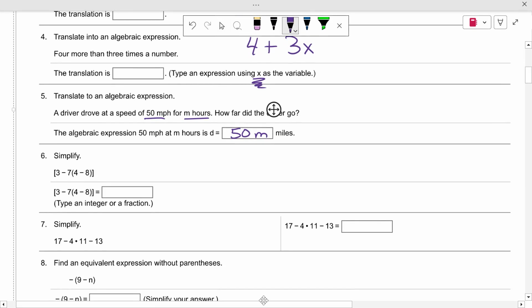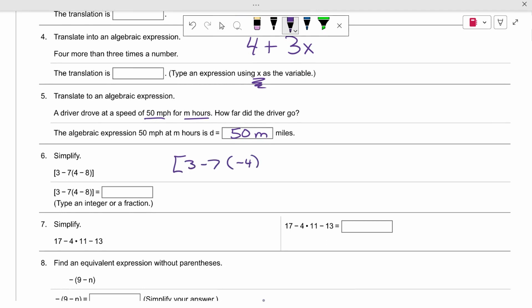When you simplify this, you work from outside to inside. So it's 3 minus 7 times negative 4, because 4 minus 8 is negative 4. Then you go plus a negative here and take negative 7 times negative 4. It's 3 plus 28. 3 plus 28 is 31.